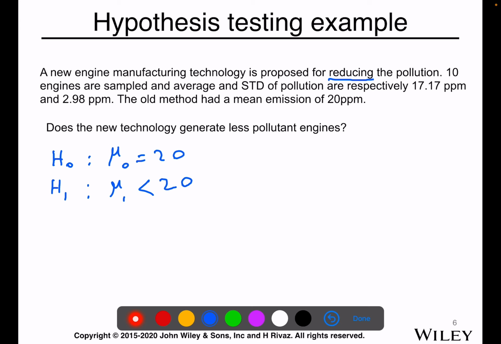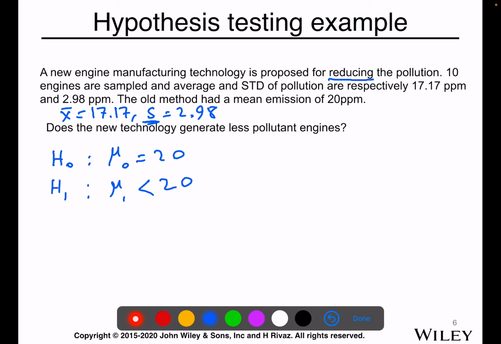Right? So we read the question, and the question says x bar is 17.17, and the standard deviation of those samples is 2.98. So this is very important to write. S is 2.98, right? Note that this is S, it's not sigma. It's S because it's from the samples, not from the population.